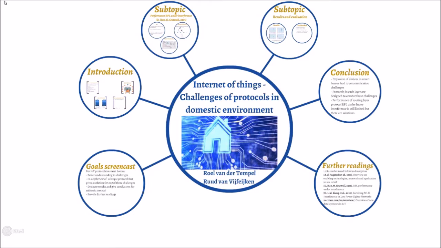The topic of this cast is about the challenges for IoT protocols in domestic environments. So in the 6 circles you can see what we're going to talk about. I will first talk about the goals of the screencast and give you an introduction to the topic. Then Ruud is going to look with you at a subtopic that discusses an IoT protocol in more depth. This protocol tries to overcome one of those challenges, and from this subtopic results are evaluated and a conclusion is made. We will end the cast with several interesting literature suggestions that give more info about this topic. So yeah, let's start.